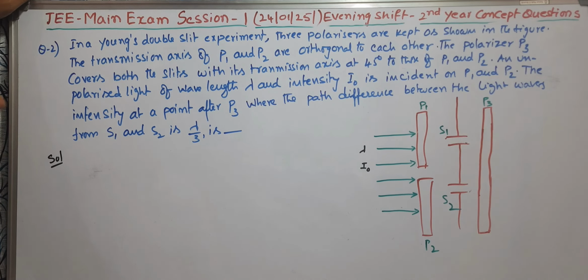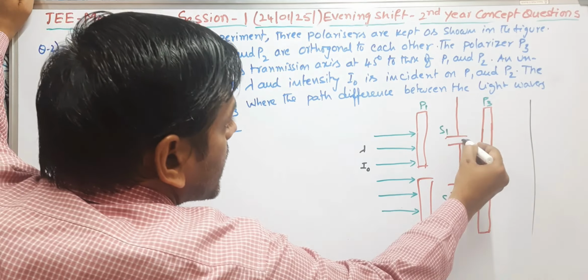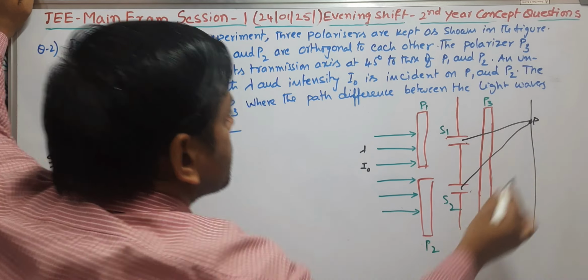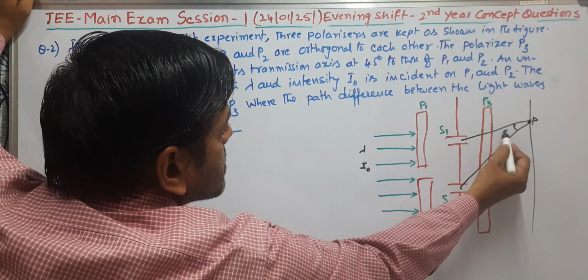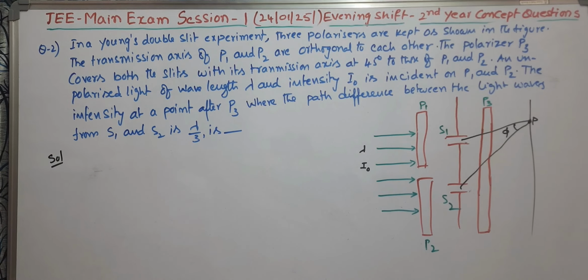Suppose after passing, both the light waves arrive at a common point P on the screen, which is kept behind P3. They arrive with some phase angle, so at that point we are asked for the intensity. To solve this problem, some analysis is required.